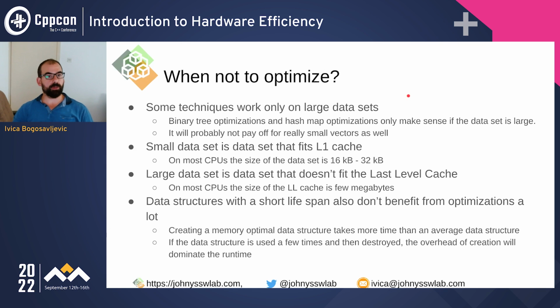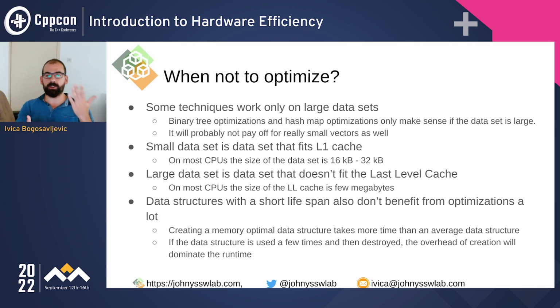The question is when not to optimize. Some of the things related to memory bound problems work only when the data sets are large enough. We have large hash maps, large linked lists, large binary trees. So if the data set is not large, it doesn't make sense to optimize it, it's just wasted effort. A small data set is a data set that fits the L1 cache, which is typically between 16 kilobytes and 32 kilobytes. A large data set is a data set that doesn't fit the last level cache.